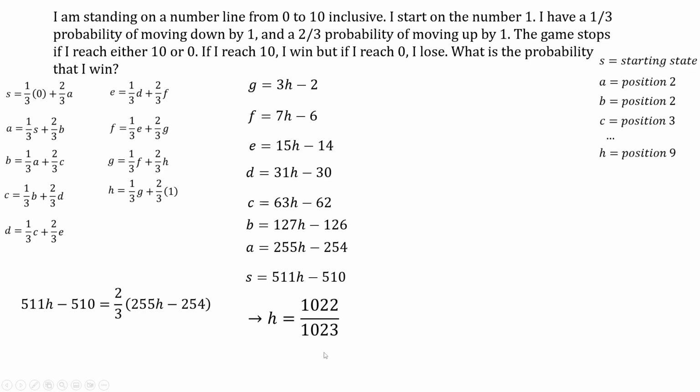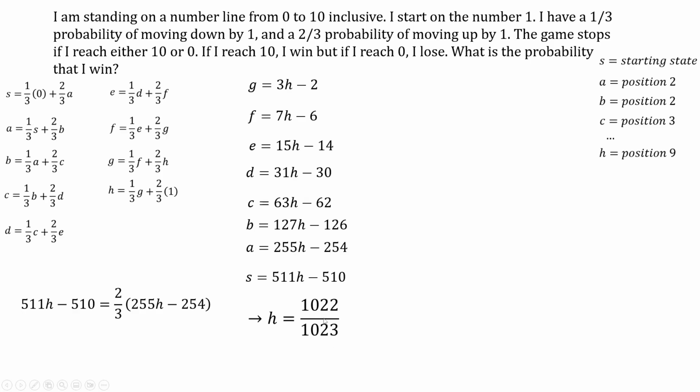However, that is not the answer. Be careful. The variables that we're calculating the probabilities for represent how to get from that variable to the desired stopping condition, i.e. 10. So this is saying if we started on H, i.e. if we started at position 9, the probability that we win, i.e. get to position 10, would be 1022 over 1023, which is very, very close. It's like 99.9%. But we're looking for S, because that represents how to get from the starting state, from the beginning of the game, to position 10. We're not going to start at position 9, because we start at position 1, which is S.